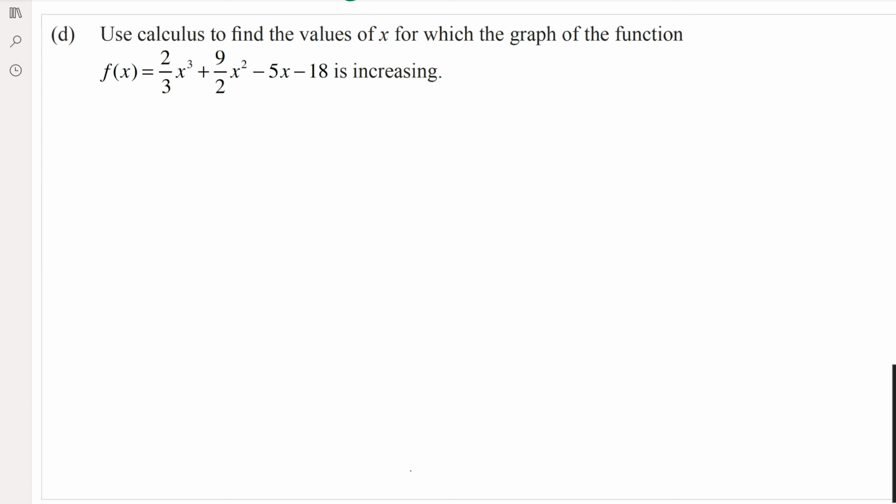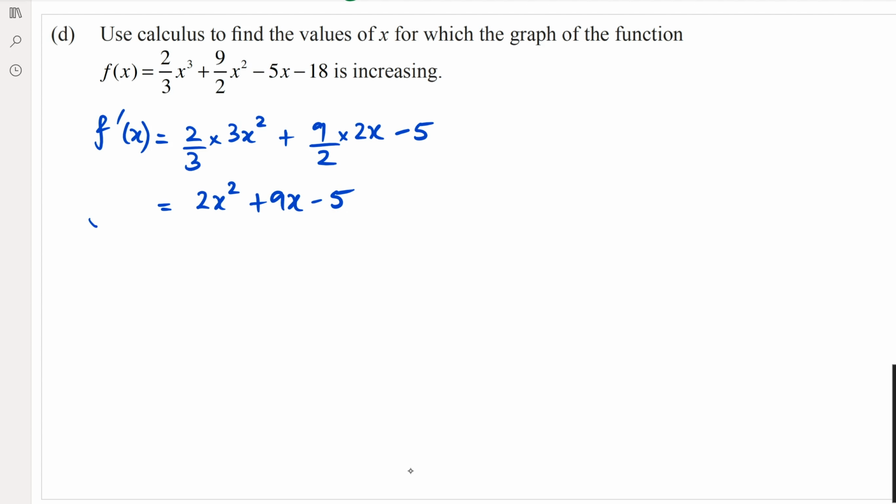So what we have is we've got find values of x for which the graph of the function is increasing. Okay, so the first step we're going to do is we're going to actually differentiate. So when we differentiate this function, we are going to get 2/3 multiplied by 3x squared plus 9 over 2 times 2x. We got minus 5x, so minus 5x differentiates to minus 5. And we're going to stop at that. Simplifying this, the 2 3's cancel out. So you've got 2x squared, 2's cancel out, and you've got 9x minus 5.